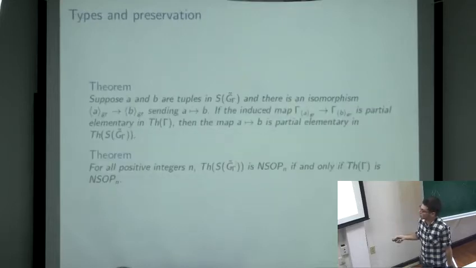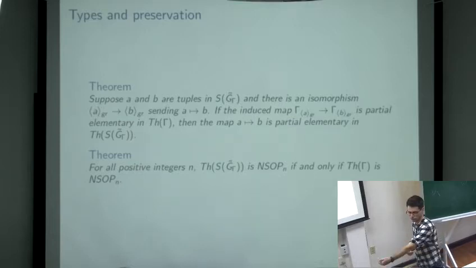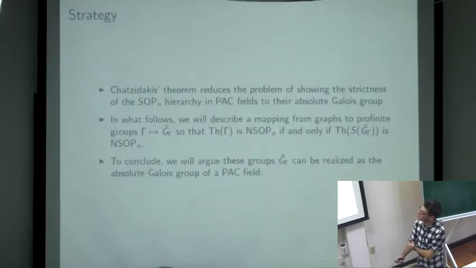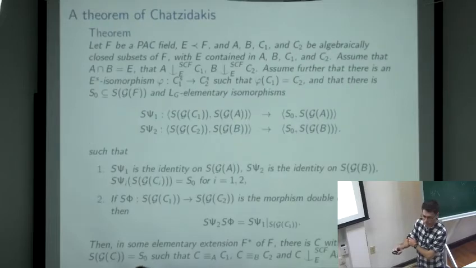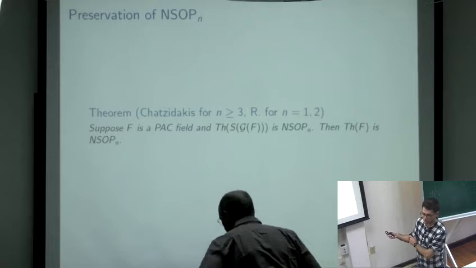So look, there are two steps. You have a graph, then you get a group, and then from the group you get a field, and you want to prove that NSOPn is preserved at each step of the way. So I start with a graph and I build a group. I show that if you start with an NSOPn graph, then you get an NSOPn group. Zoe shows that if you start with an NSOPn group and you build a field, you get an NSOPn field. This theorem is a corollary of this theorem, because you code SOPn as an amalgamation problem.